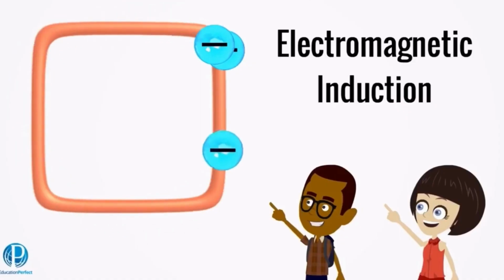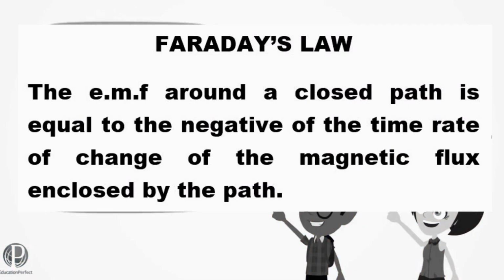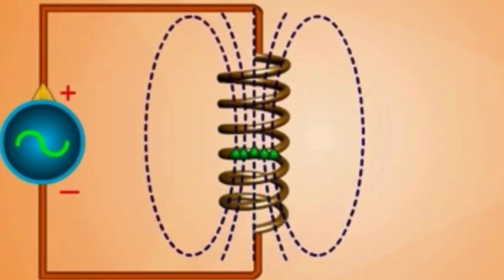Faraday's law states that the EMF around a closed path is equal to the negative of the time rate of change of the magnetic flux enclosed by the path. With this, coil 1 will oppose the change of its own current.